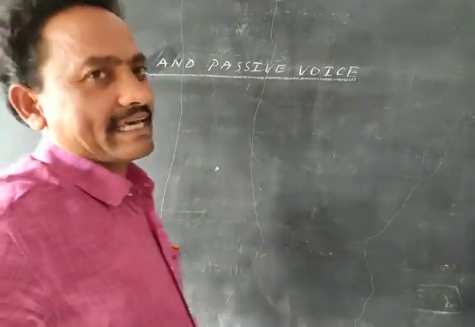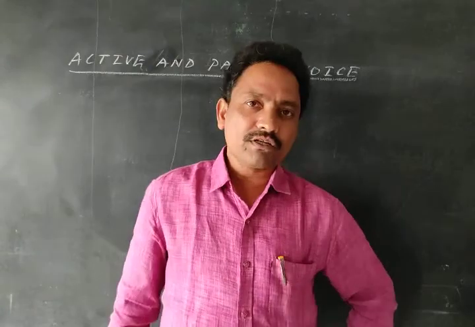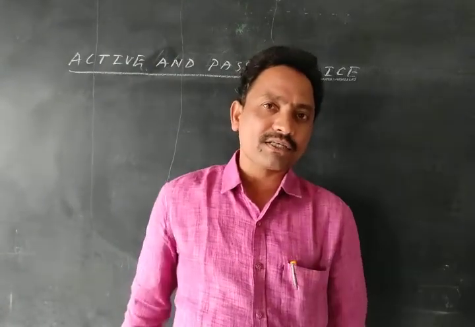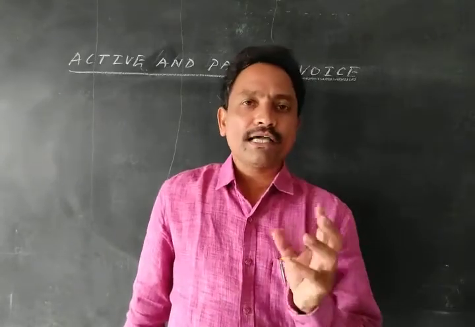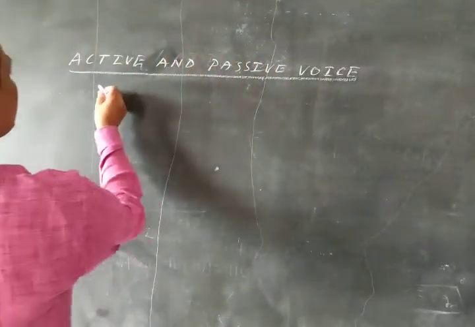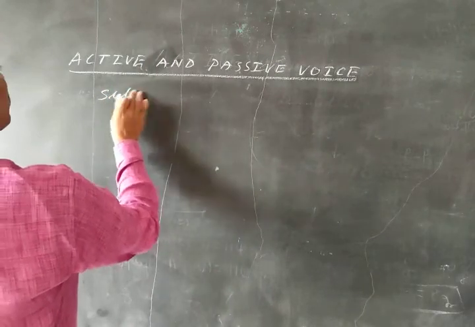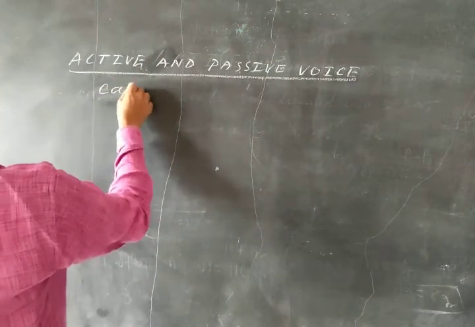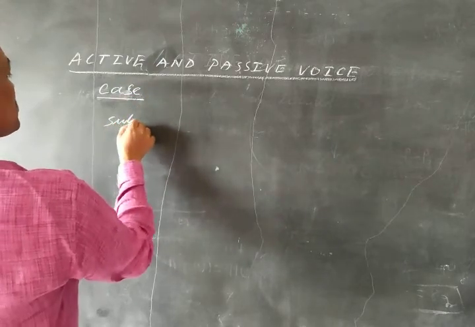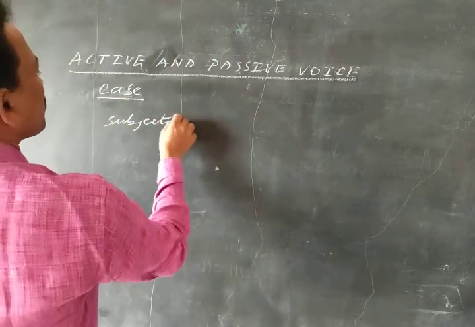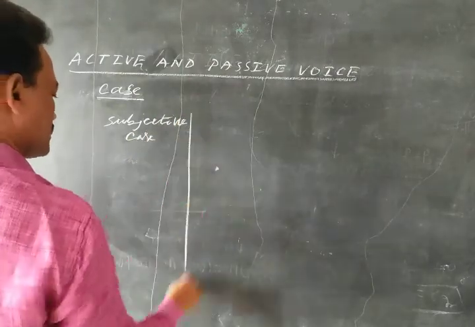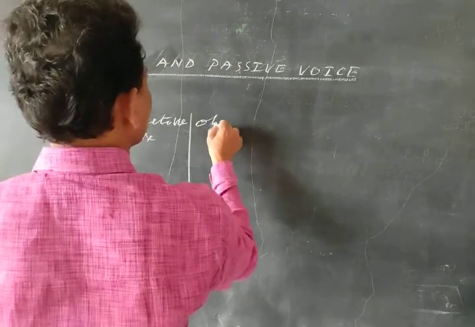Subjective case and objective case, and be forms. These are the two important aspects when we change a voice from active voice into passive voice. First of all, let me write subjective case and objective case. C-A-S-E, case. These are subjective case, and objective case.